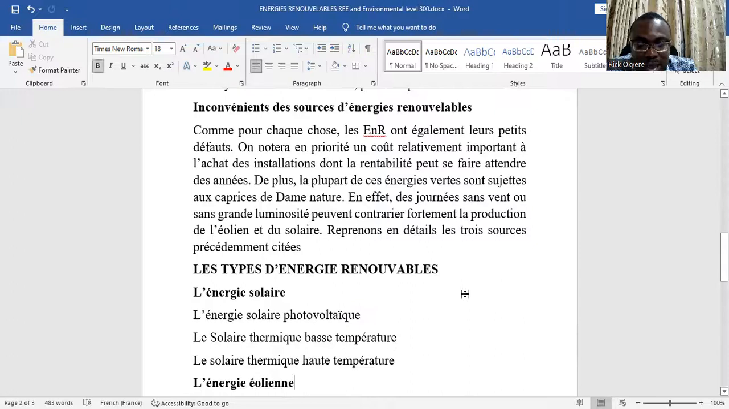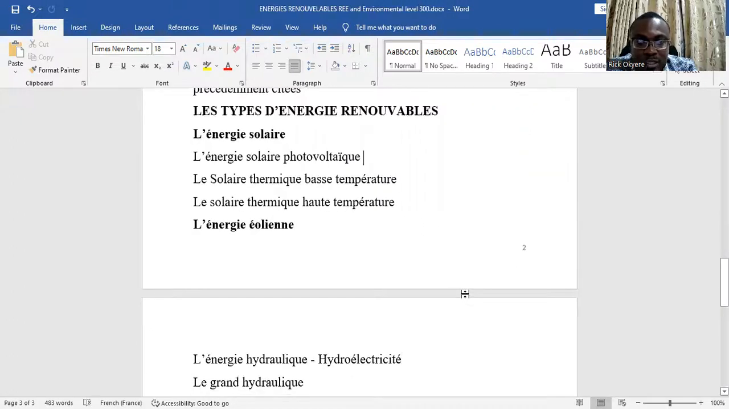So now let's look at certain types of renewable energy. As I said, we have l'énergie solaire. Under énergie solaire, we have énergie solaire photovoltaïque, which is usually used in producing electricity. And then we have énergie solaire thermique basse température and énergie solaire thermique haute température. So we have different types of énergie solaire.